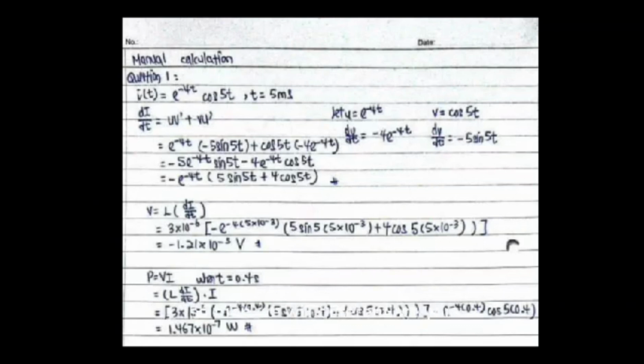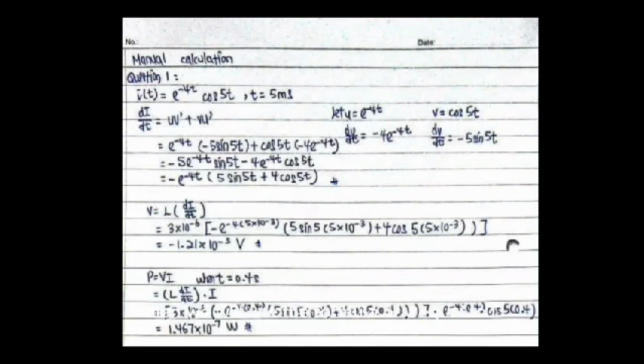Then we will differentiate u, and we will get -4e^(-4t), and differentiate v, we will get -5 sin 5t. Then we will use the product rule to get the true equation of this question. The product rule states u v' plus v u', and we plug in the values that we got earlier. So u is e^(-4t), v' is -5 sin 5t, plus v, cos 5t, and u' is -4e^(-4t). We take both of these elements and rearrange them in a simple form.